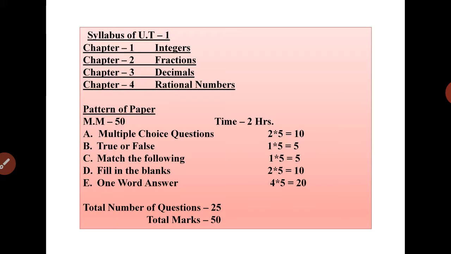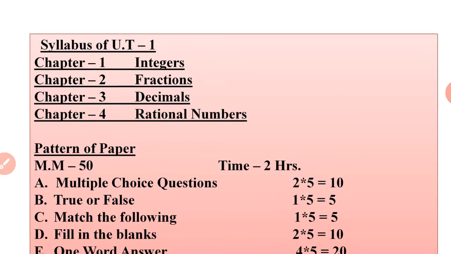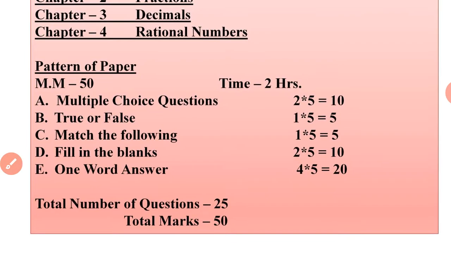So in this, first of all, see the syllabus of UT1. Chapter 1 is integer, chapter 2 is fraction, chapter 3 is decimal, and chapter 4 is rational number. So you have to prepare for these four chapters in your UT1 exam. And now after this, again you can see the pattern of the paper.